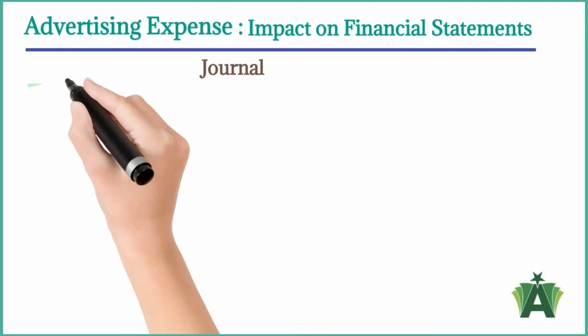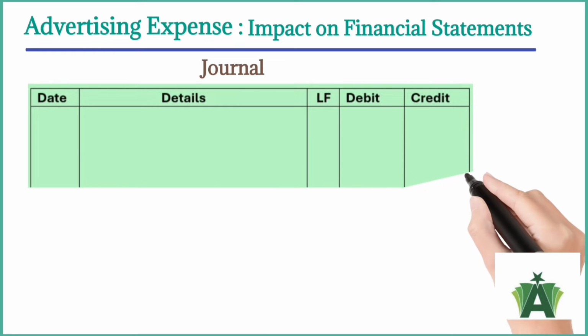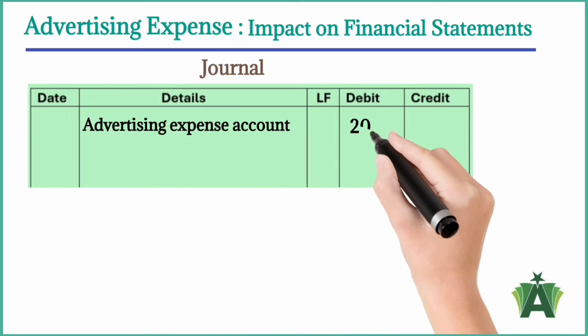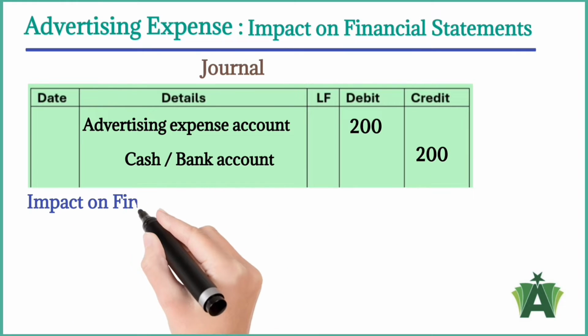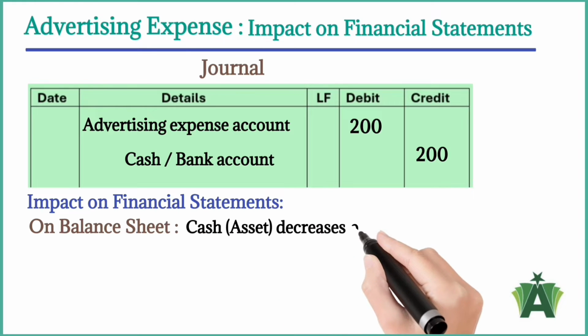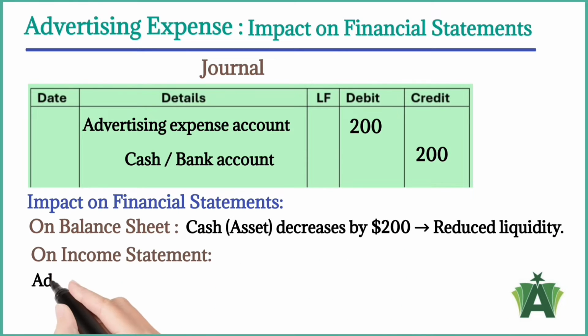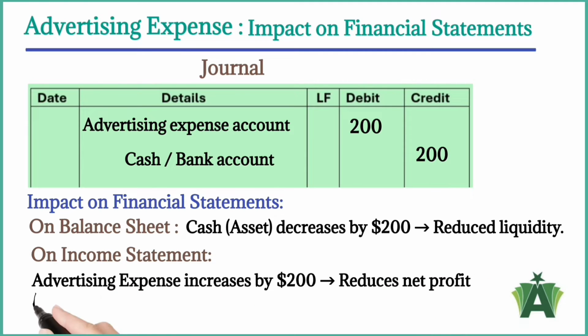To record the payment of $200 for advertising expense, you can make the following journal entry. Advertising expense account debit $200. Cash or bank account credit $200. Impact on financial statements. On balance sheet, cash asset decreases by $200, reduced liquidity. On income statement, advertising expense increases by $200, reduces net profit, lowering taxable income.